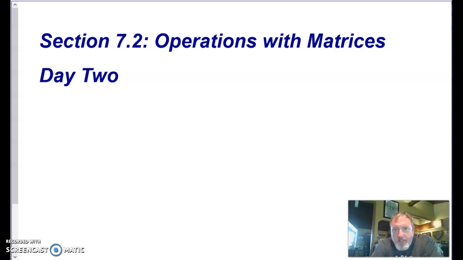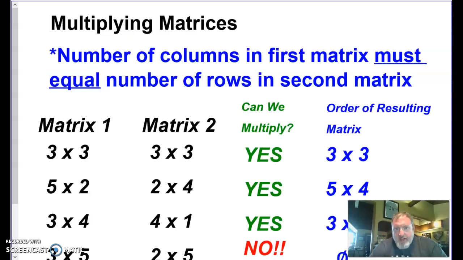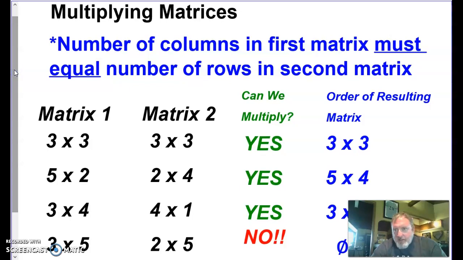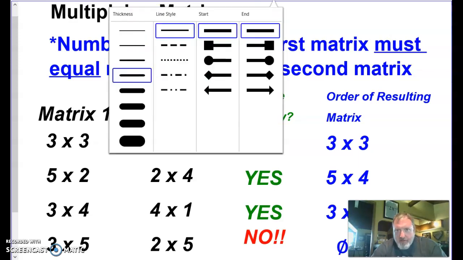All right, welcome to day 2 notes for 7-2 operations with matrices. Today we are going to talk about multiplying matrices. First issue with that, if you are going to multiply, the number of columns in the first matrix has to equal the number of rows in the second. If that doesn't happen, you are out of luck.